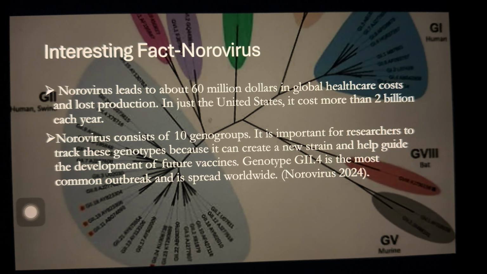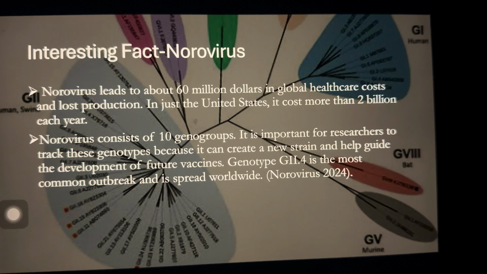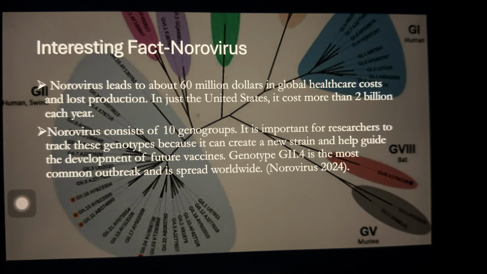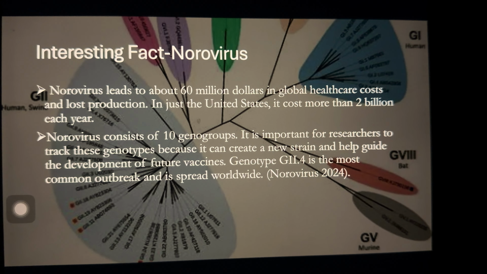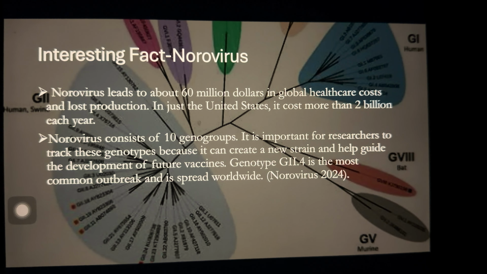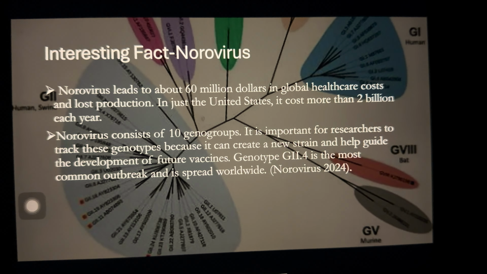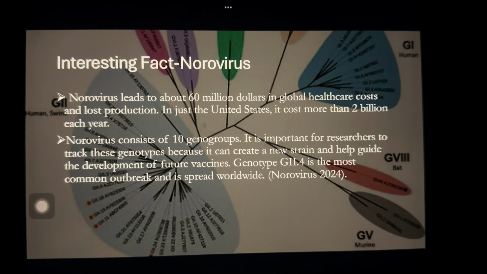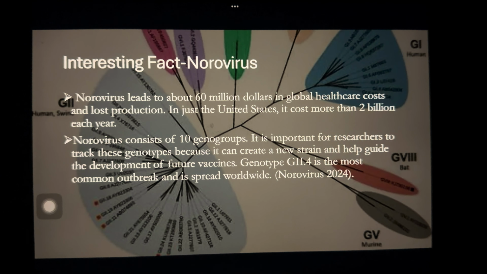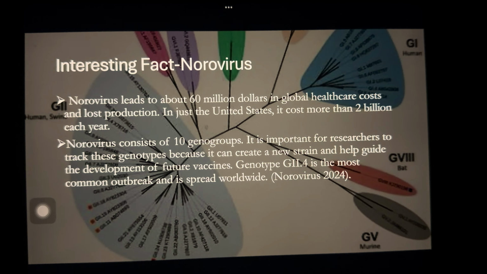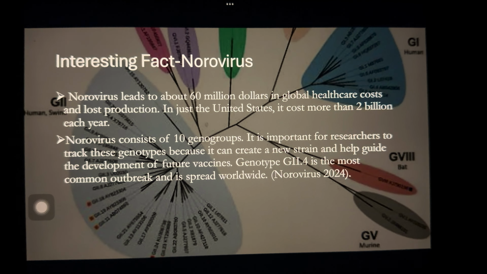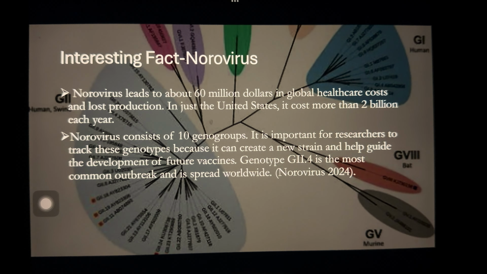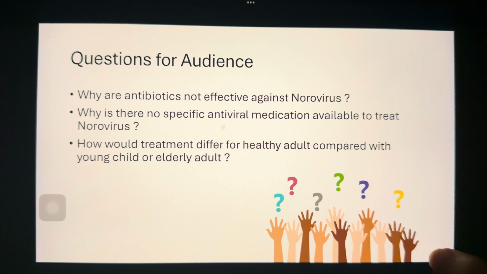Interesting facts about noroviruses include that it leads to about $60 million in global healthcare costs and lost production. In just the US, it costs more than $2 billion each year. Noroviruses consist of 10 genogroups, and it is important for researchers to track these genotypes because it can help create new strains and help guide the development of future vaccines. Genotype GII.4 is the most common in outbreaks and is spread worldwide.